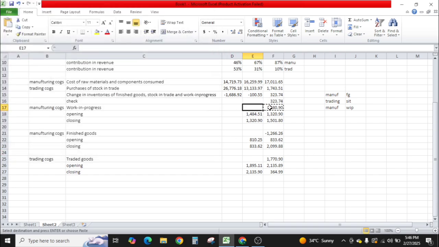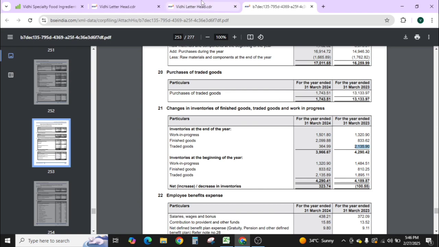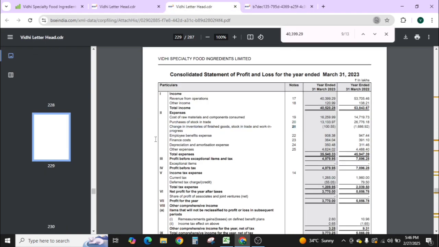Now same we will do to check whether our answer is right or not. Yeah, right. Now same we will do for 2022. We will go at footnote number 21.